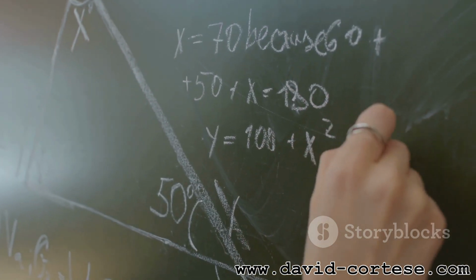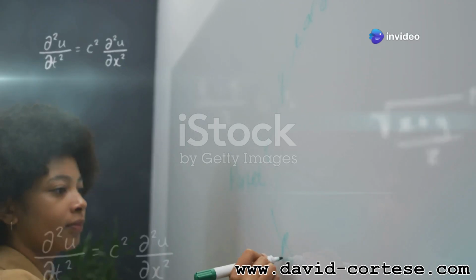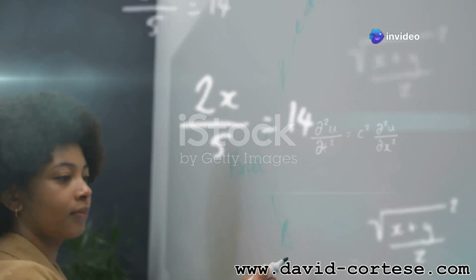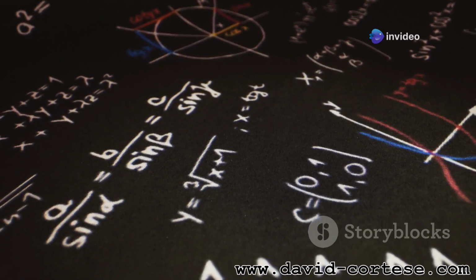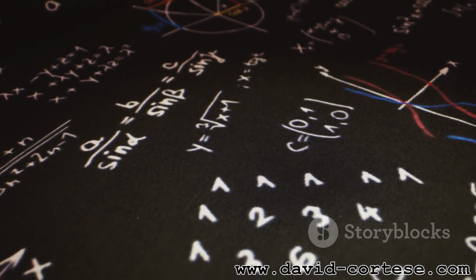Section 5. Calculating partial derivatives. A step-by-step guide. Calculating partial derivatives is quite similar to calculating regular derivatives. The key difference is that we treat other variables as constants when differentiating with respect to one.